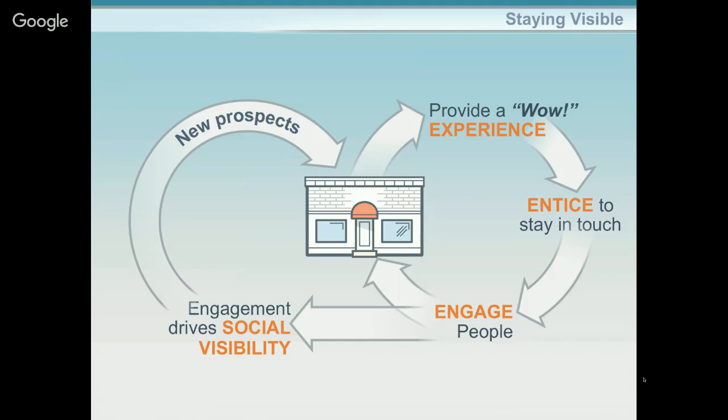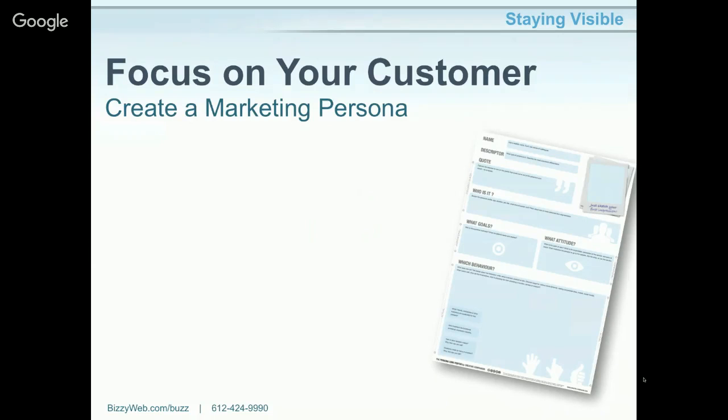Providing a wow experience, which you're already great at, and enticing people to stay in touch is what we're talking about today. When you're building around your customer, what you need to do is outline who your ideal customer is. So look at this and create what we call in the marketing industry a persona. This is a kind of imaginary friend of yours, your best customer merged together, or your best 5 customers all merged together and connected into one super customer.